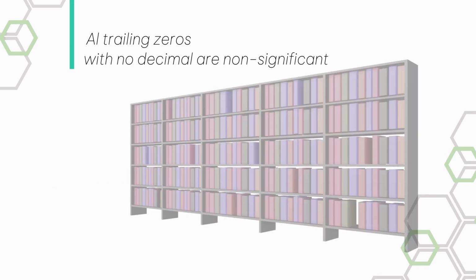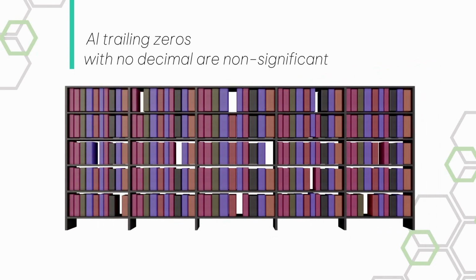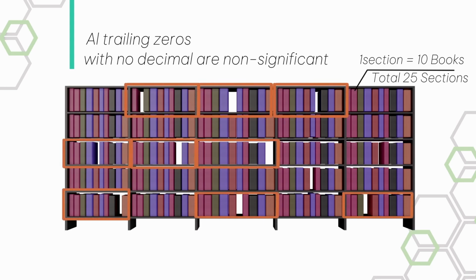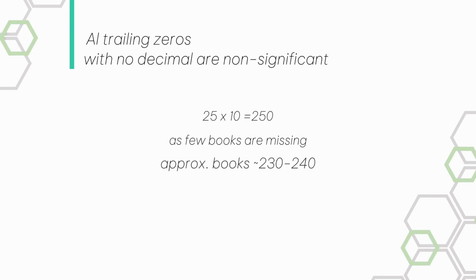Suppose you have to tell the number of books placed on a very big bookshelf. Here it is a bit difficult to count each book. If 10 books can be kept in one section of a bookshelf and there are a total of 25 sections in that bookshelf, but each section is not completely filled, and some of the books are missing, then after multiplying 25 by 10, we can get an idea that there may be around 250 books, maybe some less, 230 to 240 books, as some of the books are missing.